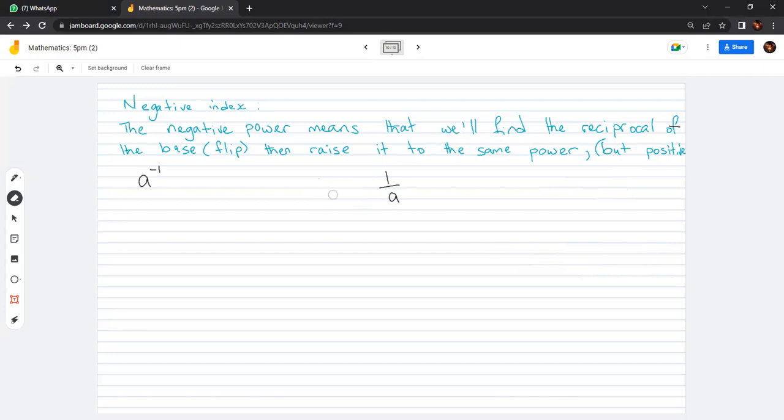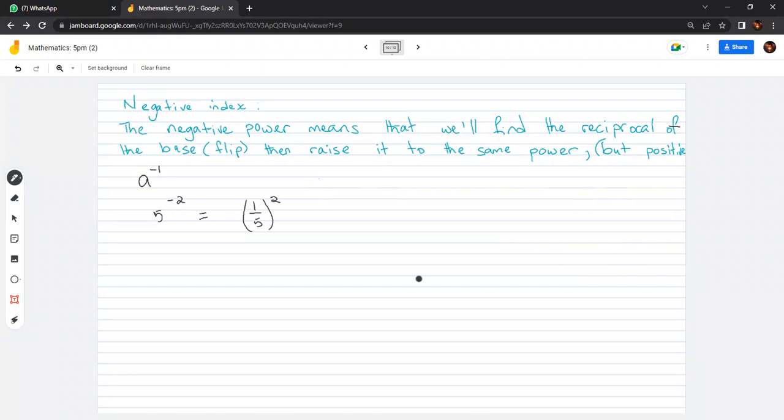All right, so let's look at some examples. So if they gave you 5 to the negative 2, my base is 5. So when I flip it, it's going to be 1 over 5. And I'm going to raise it to the same but positive power. So instead of negative 2, it's now going to be to the power of 2.